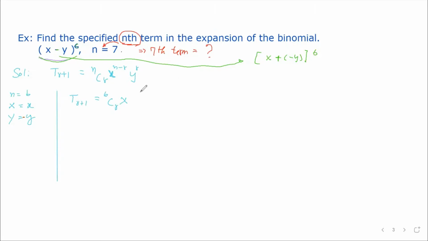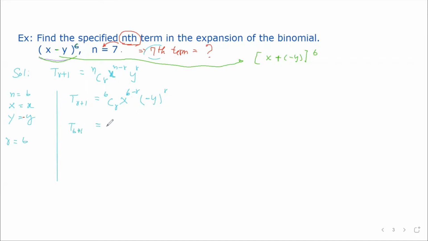So come back to this one. So T r plus 1, this is the formula. So n is 6, C, r unknown. x, this x means this x, and then y, this y becomes this one, don't forget the index, n is 6 minus r unknown. And then this y means negative y, power r is unknown. So then, because we want to find the 7th term, right? So r, right now we know r has to be 6, right? Because 6 plus 1 becomes 7, it's term 7. So you have T 6 plus 1.